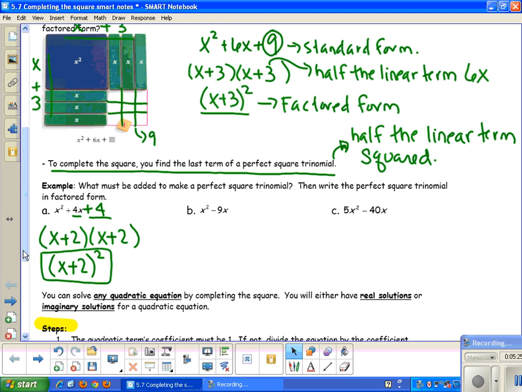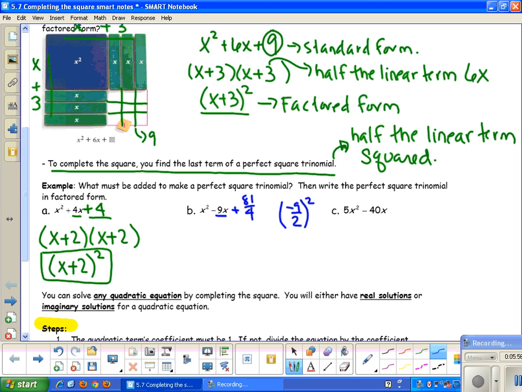So looking at b, again, you take your linear term, which is 9. In this case, notice it's negative 9. So negative 9 divided by 2 is what I'm going to use. Because that doesn't give me a nice number, I'm going to leave it in fraction form. And remember, it's half your linear term squared. So half of 9 squared, and in this case, this squared would be plus 81 over 4. So that's going to be what completes my square.